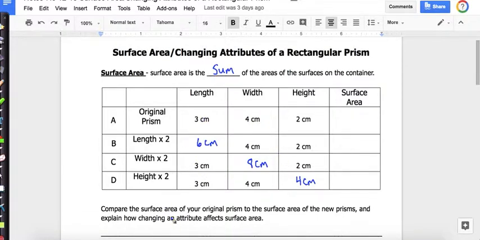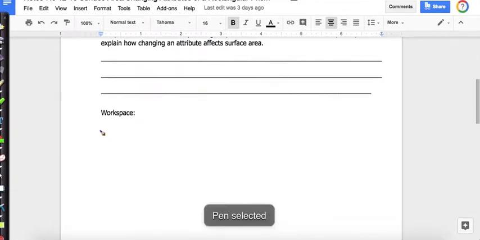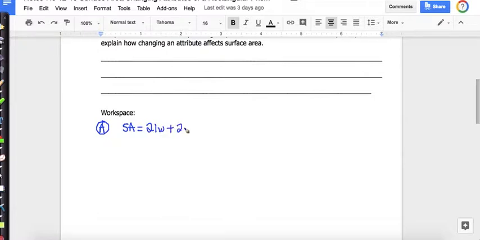Okay, now, before we can answer this question here, we need to calculate the surface area. Now, for our note purposes, I'm only going to calculate one because you already know how to calculate surface area. And then once we calculate A, we'll record it, and then I will tell you what the others are. Okay? So down here in the workspace, label A. Okay, and our first step is to, let's circle A, write the formula. So surface area equals 2LW plus 2LH plus 2WH.